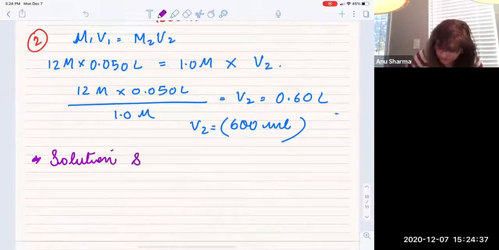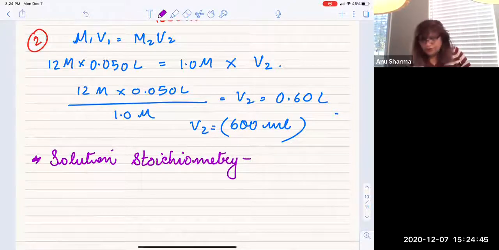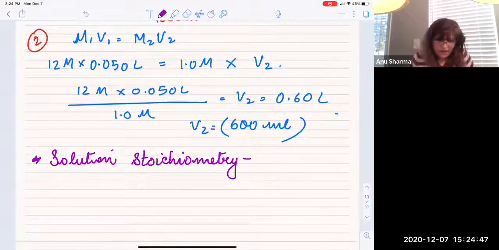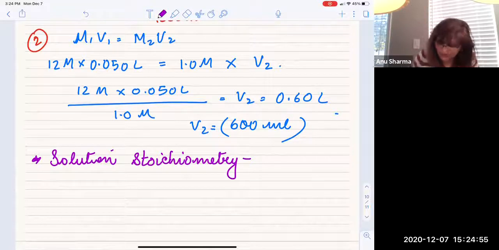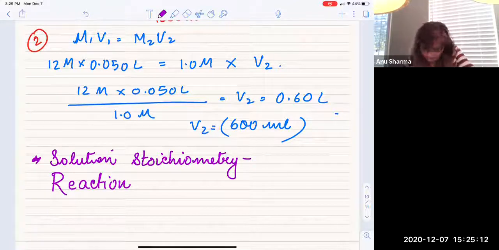Okay, next is the solution stoichiometry. Now, very important. Here you're going to use the molarity to calculate the volume in a reaction of solutions where the actual reactions are happening. So in this case, this is a reaction. Now let's do one problem here. Just like the titration, as I told you. Let's get one problem here.